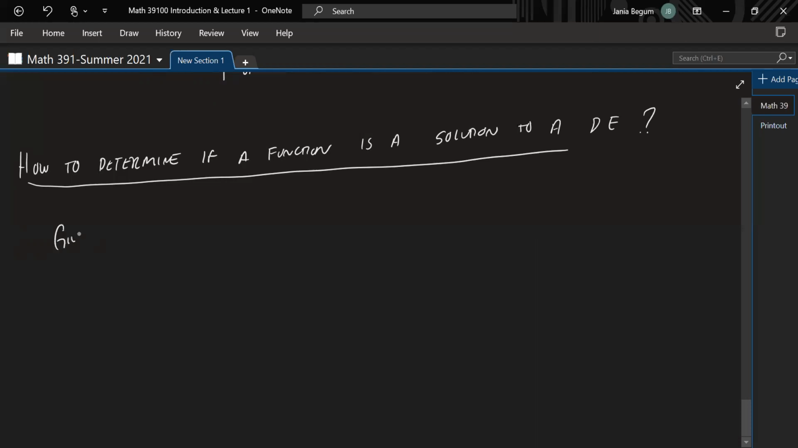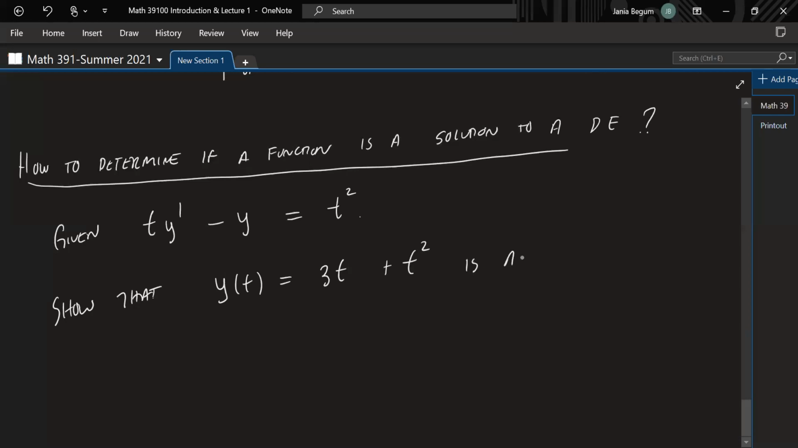Suppose you're given the following: t times y prime minus y is equal to t squared. And I want you to show that the function y of t, which is equal to 3t plus t squared, is a solution to the differential equation. So I give you a differential equation, I give you a function, and I want you to show that this is a solution. How would you do that?